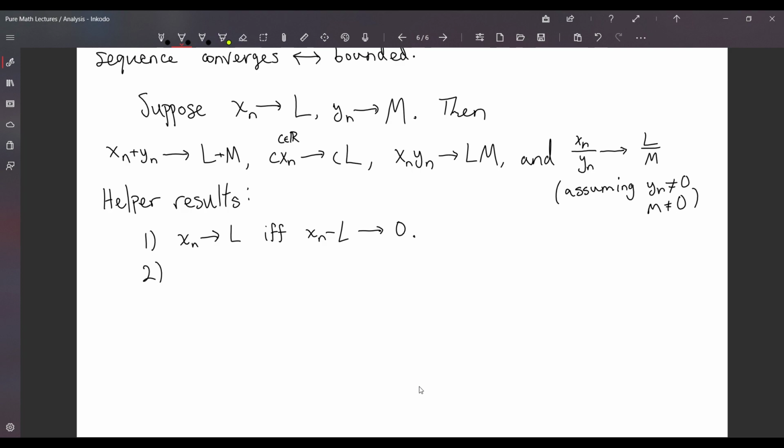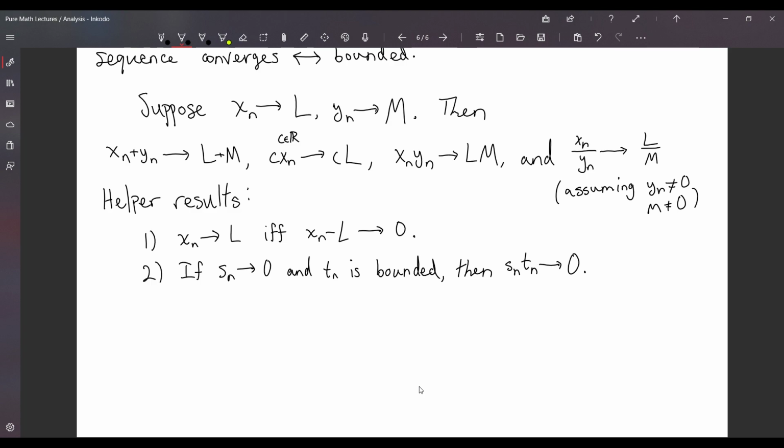And another one is, if S sub n converges to 0 and T sub n is bounded, then the sequence formed by multiplying S sub n and T sub n converges to 0, right?